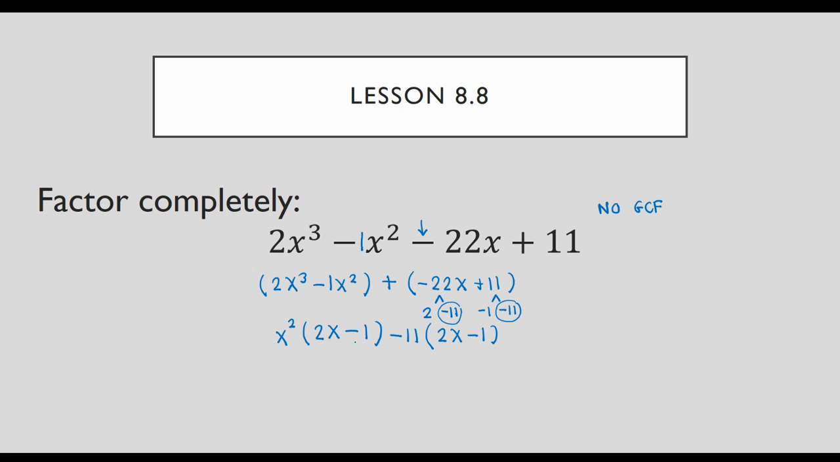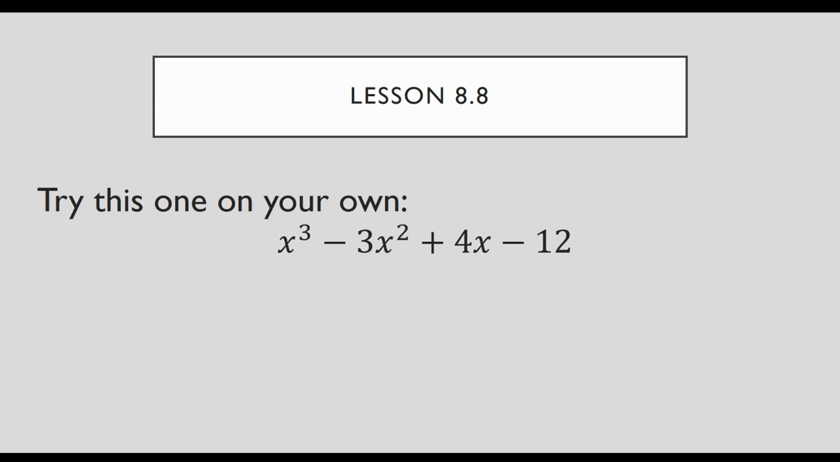So the fact that now both of those contain a 2x minus 1, I get to write my final answer as 2 things multiplied together. One of those 2 parentheses is what they both had, which was the 2x minus 1. And then the GCFs that we took out, so the x squared minus 11, finishes the rest of that problem. And this is my factored answer. So pause the video and try this one on your own.